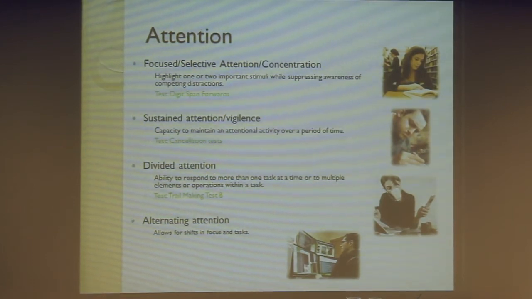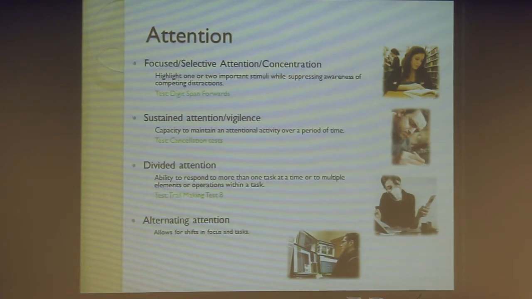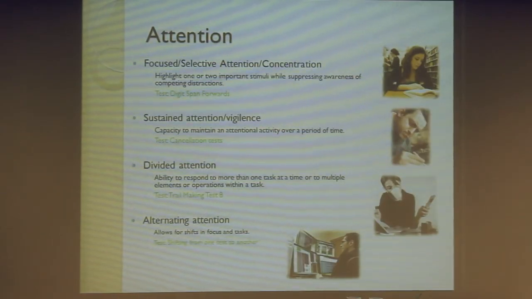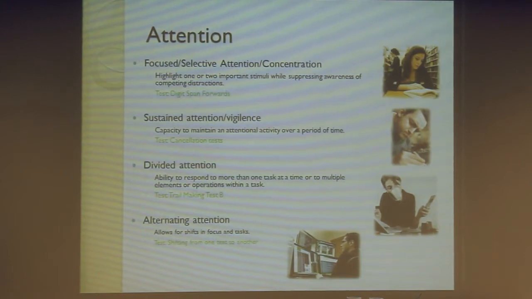Where you have to draw, you have numbers and letters scattered across a page, and they have to draw a line from 1 to A to 2 to B to 3 to C. So they've got to bear in mind where they were with the numbers and where they were with the letters. And the alternating attention is when, as I mentioned, there isn't really a test for that I know of, but you can test it by seeing how they respond from going from one neuropsychological test to another.